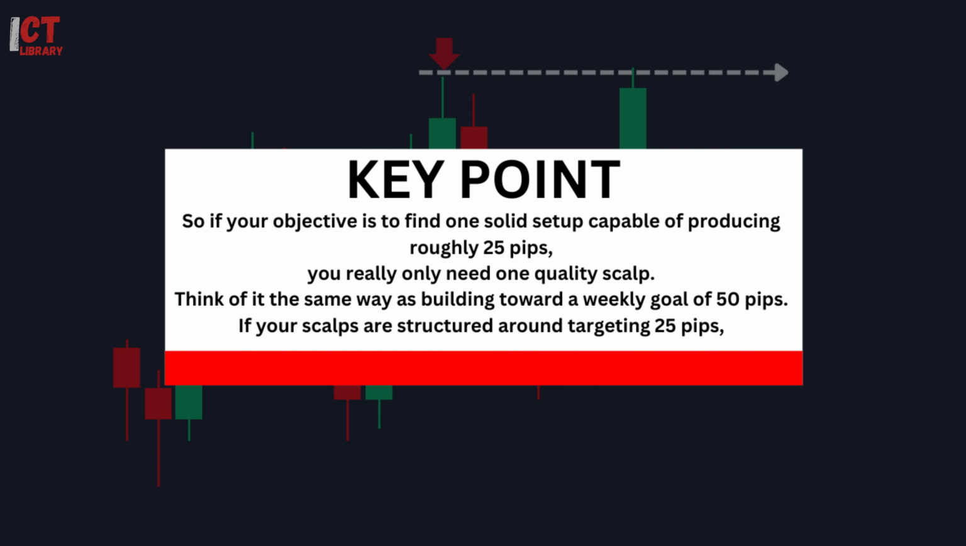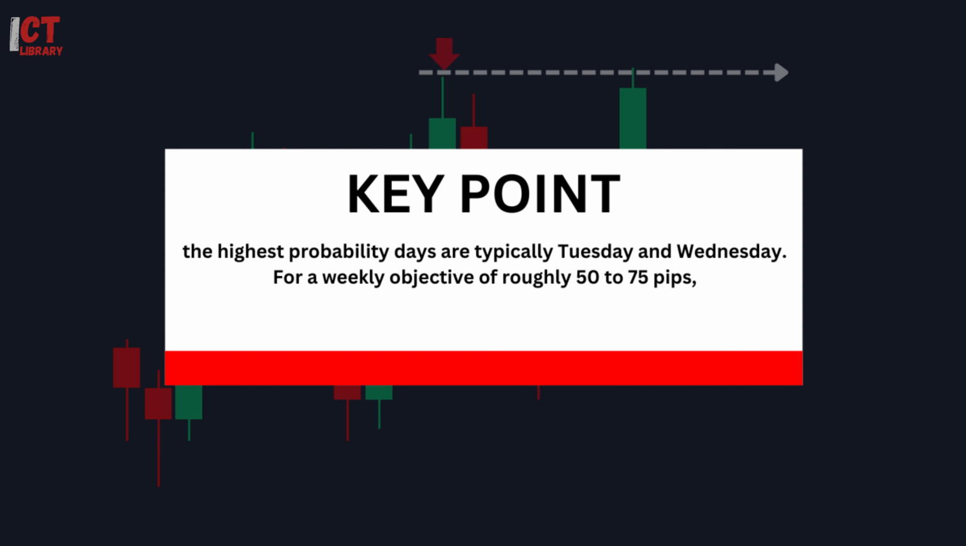Now for the short-term or intraday trader, the highest probability days are typically Tuesday and Wednesday. For a weekly objective of roughly 50 to 75 pips, if I can achieve that target in a single day, then I will not trade again for the rest of the week. Regardless of which day it occurs, however, most of the time the focus is placed on Tuesday and Wednesday, because historically they tend to produce the most reliable movement.